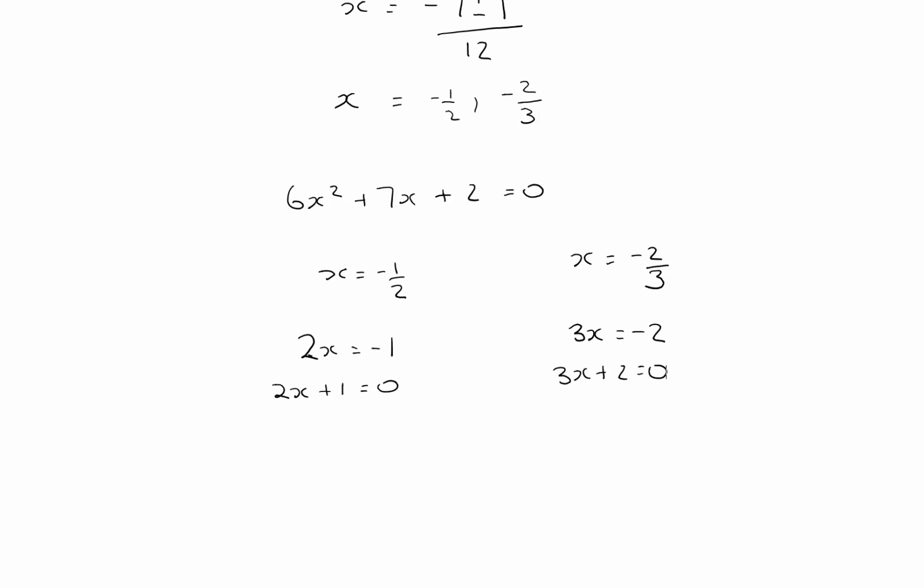So I can now rewrite our quadratic equation as 2x plus 1 times 3x plus 2 is equal to 0. So we factorized our quadratic equation by first solving it using the quadratic formula.